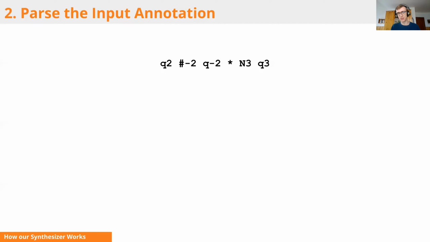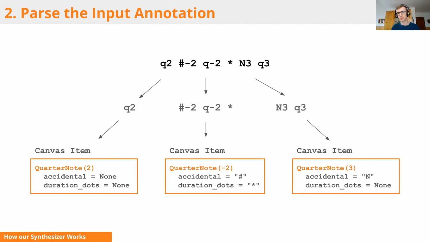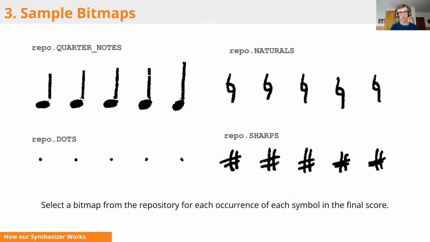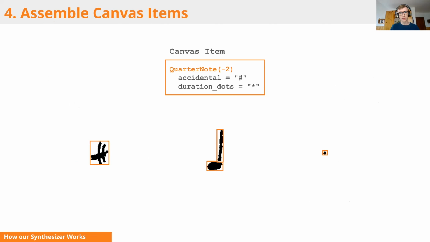When the synthesizer gets this annotation, it first parses it into groups of tokens. These usually have a note in the middle and some ornaments around it. And these groups are then parsed into so-called canvas items. And we will focus on the middle one that represents a quarter note with 1 sharp and 1 duration dot. So in order to render this canvas item, we will need 3 symbols. So we will go back to the symbol repository and randomly sample 1 image for each of the symbols. Now that we have the images, we assemble them together in the proper location.